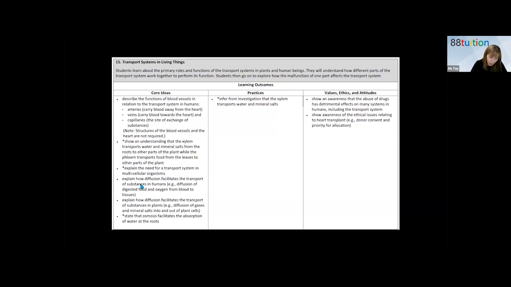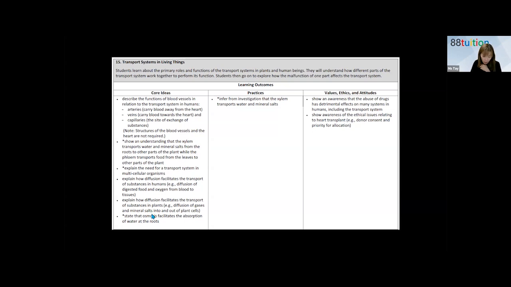Okay, and then today we are going to focus a bit more on how diffusion facilitates the transport of substances. But first, you need to be familiarized with what's the meaning of diffusion, what's the meaning of osmosis. Okay, then with that understanding, it'll be easier for you to apply to the plants as well as to human beings. All right, so explain how diffusion facilitates the transport of substances in plants. So that's what I was talking about. And you need to know osmosis facilitates the absorption of water at the roots.